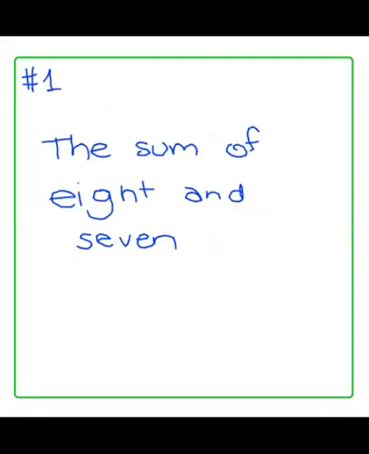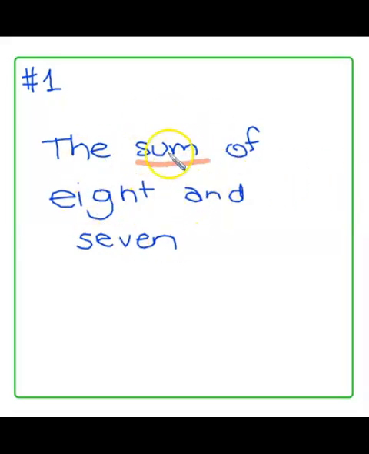We have a green box, and you know what that means. It means if it's in a green box, you need to make sure you put it in your box on your paper. This is number 1. This says the sum of 8 and 7. What clue word do we have in there? Did you remember sum? S-U-M means the answer to what? It means the answer to an addition problem.